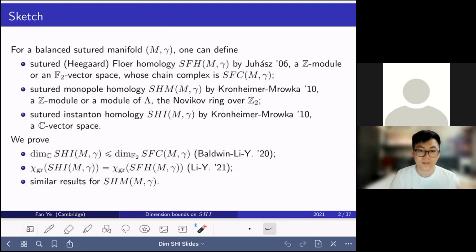So in this talk, I will prove that the dimension of SHI is less or equal to the dimension of SFC, the chain complex. And also, I prove that the Euler characteristic of SHI is equal to the Euler characteristic of SFH. So also we can prove similar results for SHM. So this is the main part of this talk.